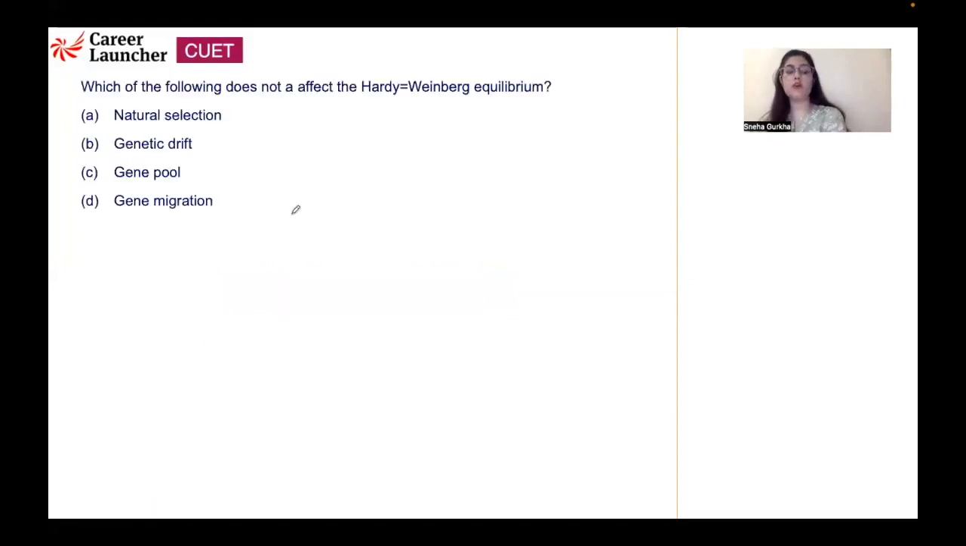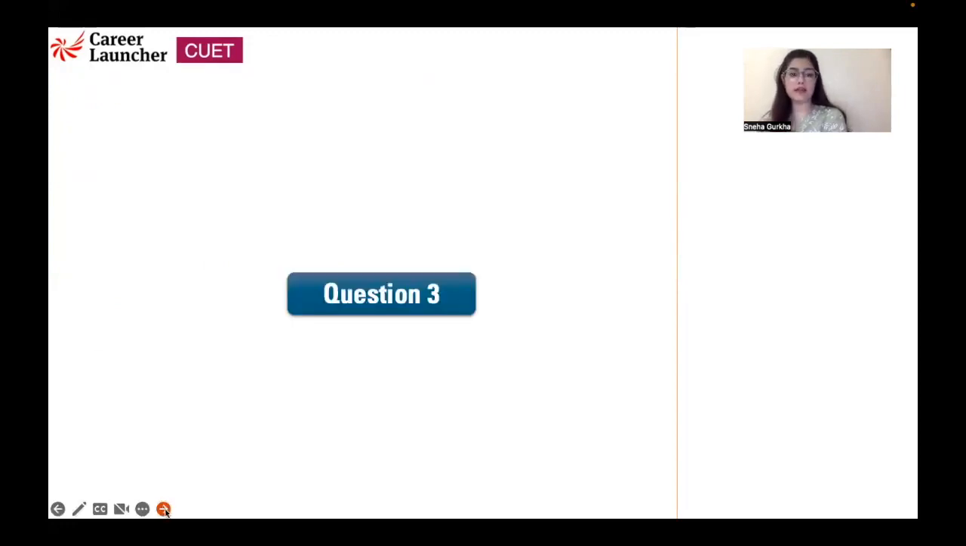Question 2, which of the following does not affect Hardy-Weinberg equilibrium? Natural selection, genetic drift, and gene migration, these are factors that affect Hardy-Weinberg equilibrium. Gene pool does not affect Hardy-Weinberg equilibrium, so option C is correct.